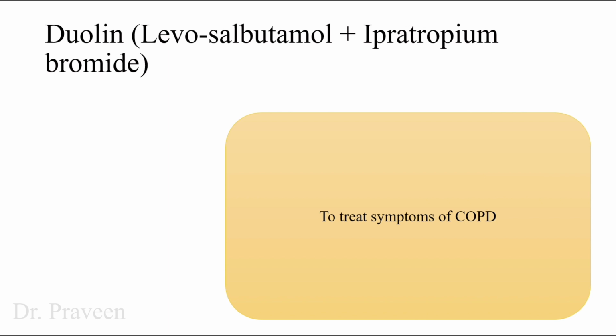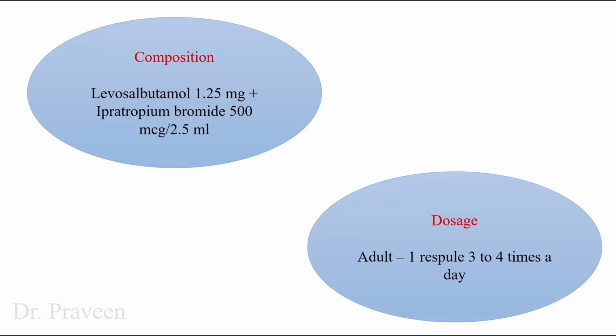Next one is Duolin, which is nothing but the combination of levosalbutamol and ipratropium bromide. This is used to treat the symptoms of COPD. Ipratropium bromide prevents the bronchoconstriction, and levosalbutamol, if there is any constriction, dilates it. Levosalbutamol, as we know, comes in three concentrations, but in Duolin it comes in 1.25 mg, and ipratropium bromide is 500 mcg. The adult dosage is one respule 3 to 4 times a day.